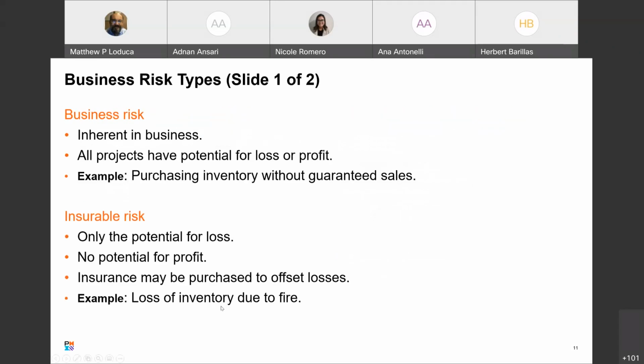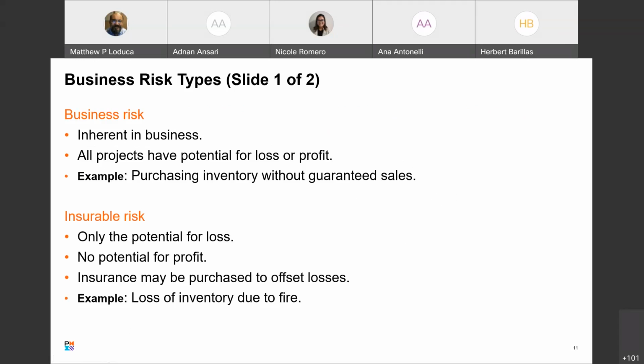Okay, so we have business risk types. Let's just read it. Business risk. It's inherent in the business. All projects have potential for loss or profit. So we were just talking about that. You almost can't avoid it.